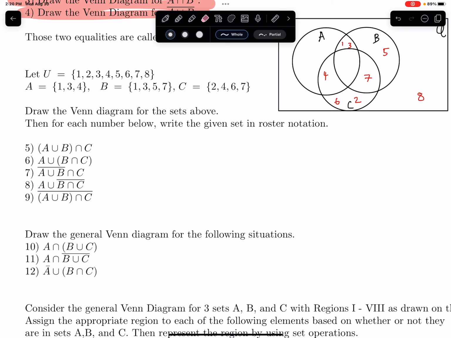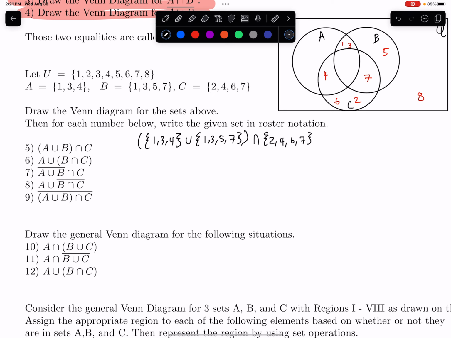First step, as usual, copy down the sets. I'm going to start with the parentheses here, and then write A, because if you look here, there's parentheses before A starts, right? So 1, 3, 4. Union with B, which is 1, 3, 5, 7. Then I close the parentheses, intersect with C, which is 2, 4, 6, 7. And then notice the line goes over the entire thing, which means basically you do everything first. It's like there's invisible parentheses around everything. You do the whole thing, and at the very last minute, that's when you take your complement.